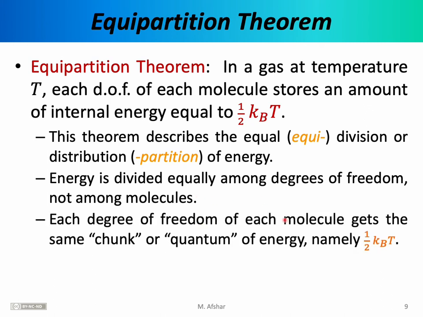Each degree of freedom is getting basically a specific unit or chunk or quantum of energy, which is equal to 1/2 kBT. kB here is the Boltzmann constant, and T, of course, is the temperature of the gas.